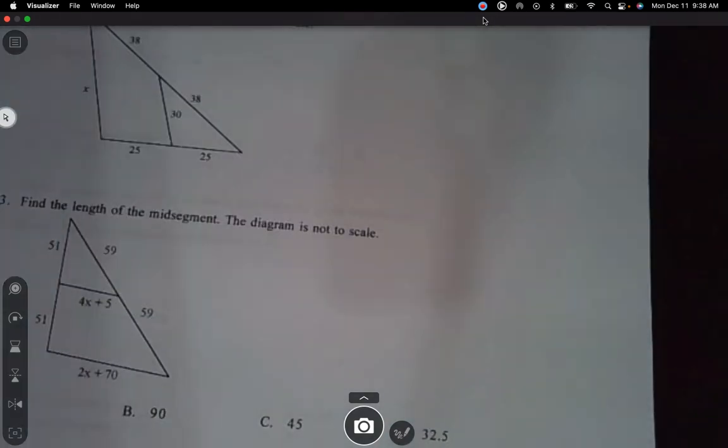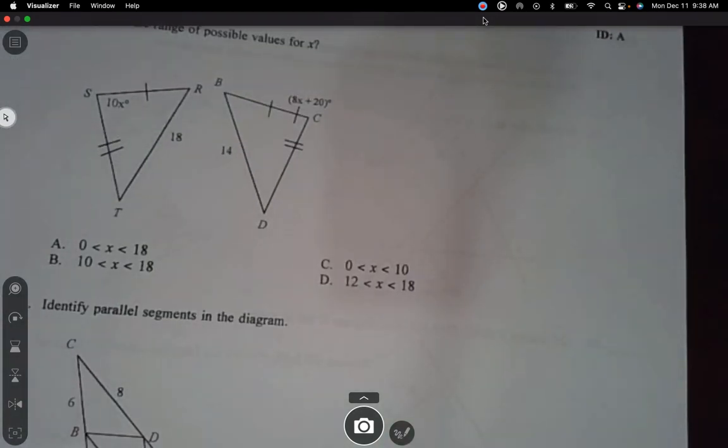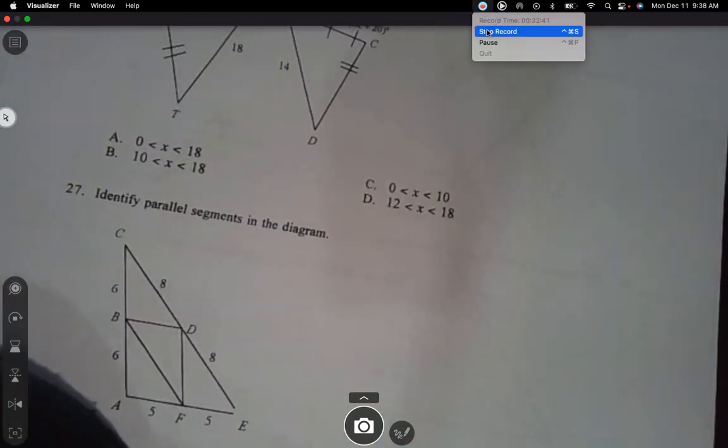Okay, tomorrow, y'all, we'll pick up with number 26. So we did through 25.